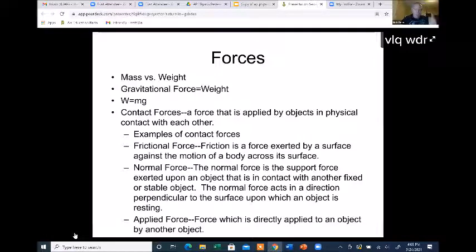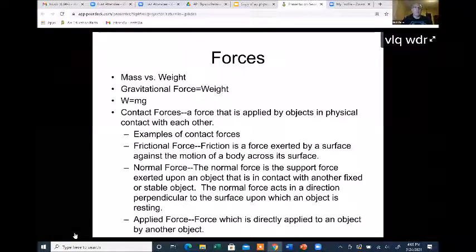So I'm not going to talk too much about mass versus weight right now, but I do want to talk about that equation, weight equals mg. So the weight of an object is its mass times the acceleration due to gravity. Mainly though, on this slide, I want to talk about contact forces.